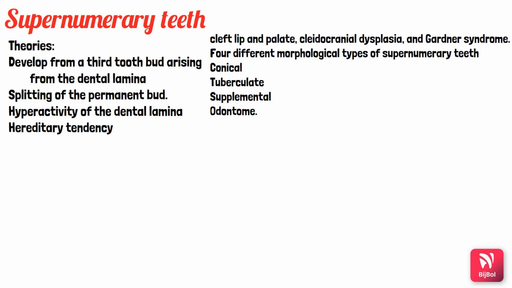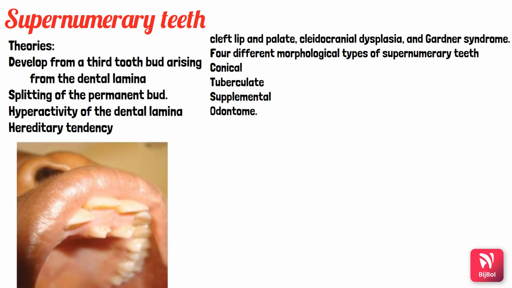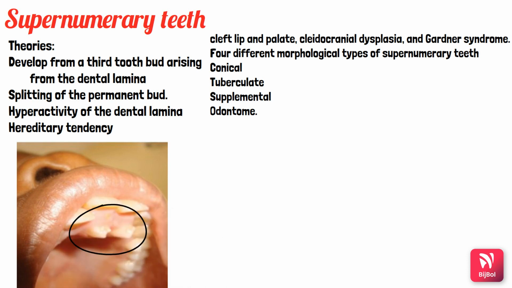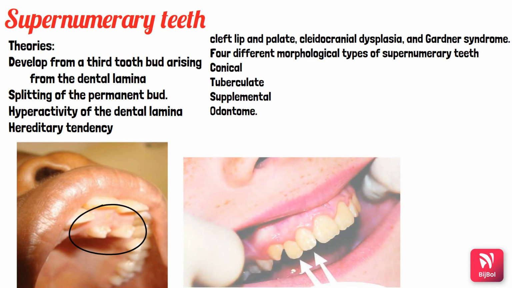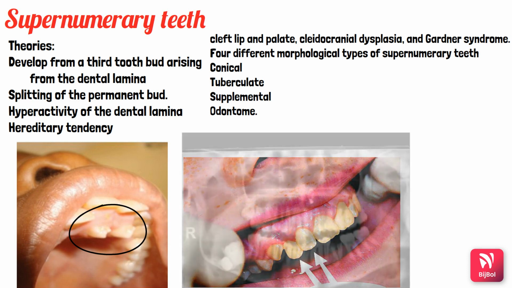And the next one is the tuberculate variety, wherein the supernumerary tooth has more than one cusp or tubercle, and these teeth are usually barrel shaped. Their most common location is on the palatal aspect of the central incisors. If you see this picture, those are tuberculate supernumerary teeth present on the palatal aspect of the central incisors. And the next variety is supplemental, which represents the duplication of a tooth in the normal series. So here there are two laterals. The most common of this is maxillary lateral incisors, followed by premolars and molars.